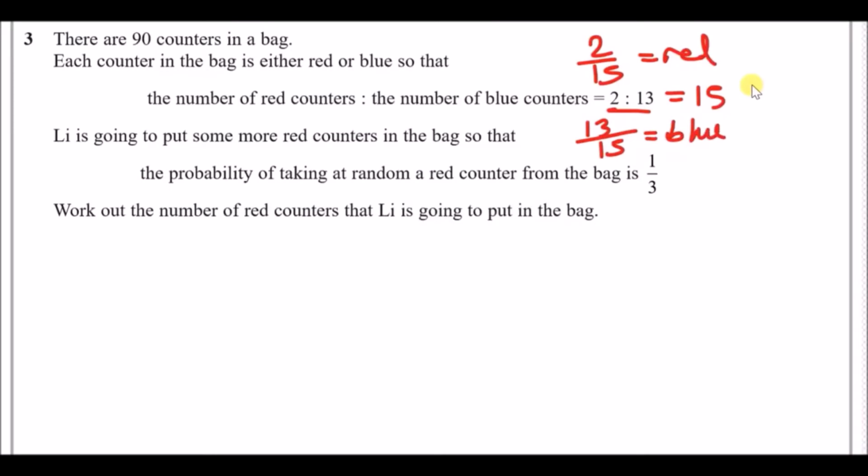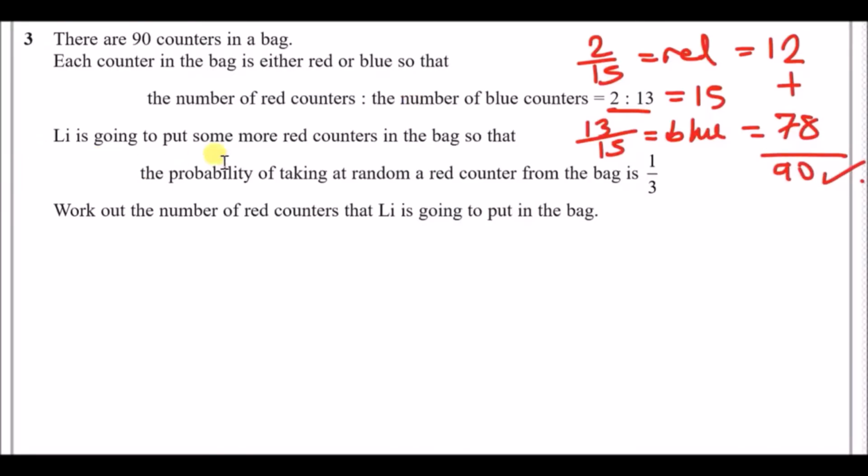Now if you want to straight away work out how many counters there are, you just put in the calculator 2 over 15 times 90. And doing that, 2 over 15 multiplied by 90 will give us 12. So there are 12 red counters. For blue, same thing: 13 over 15 times 90. That's going to give us 78. And of course, just double checking, adding these two, you get 90. So it checks out. Now let's keep going.